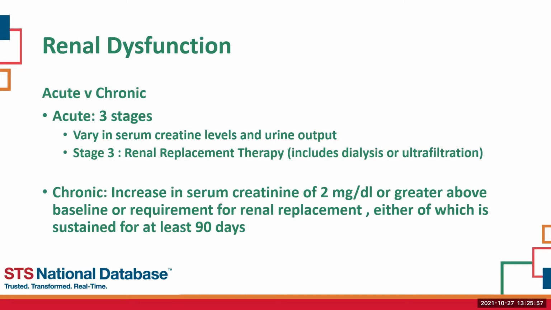And then for chronic, it is an increase in serum creatinine of 2 or greater above baseline, or requirement for renal replacement, either of which is sustained for at least 90 days. So for it to be chronic, the increase in serum creatinine or the requirement for renal replacement has to be sustained for at least 90 days.